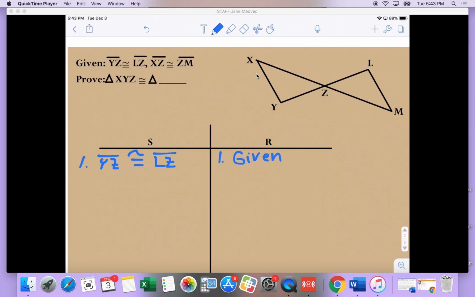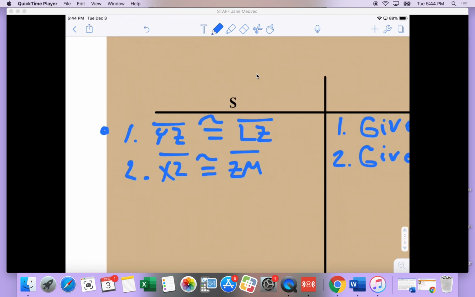And then the other piece that's really important is that you mark up your picture. I can't tell you how important that is. So YZ is congruent to LZ. And then number two, I've got XZ is congruent to line segment ZM, and that's given. So I've got this side is congruent to this side. And like we've done in the past, it's a good idea. I've got one side, I've got another side, I've got two of my three.